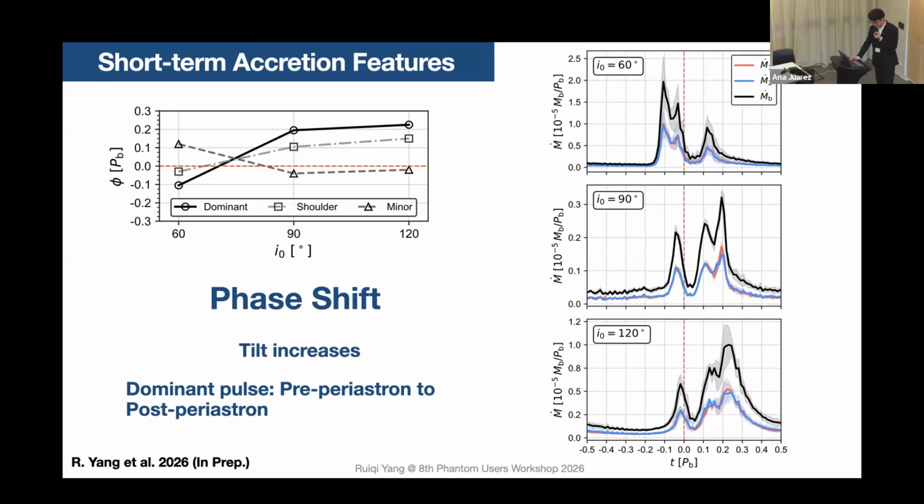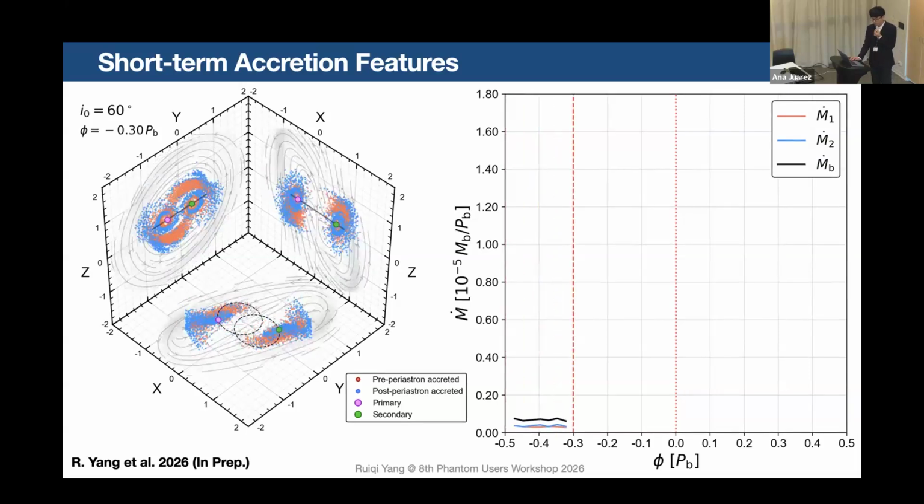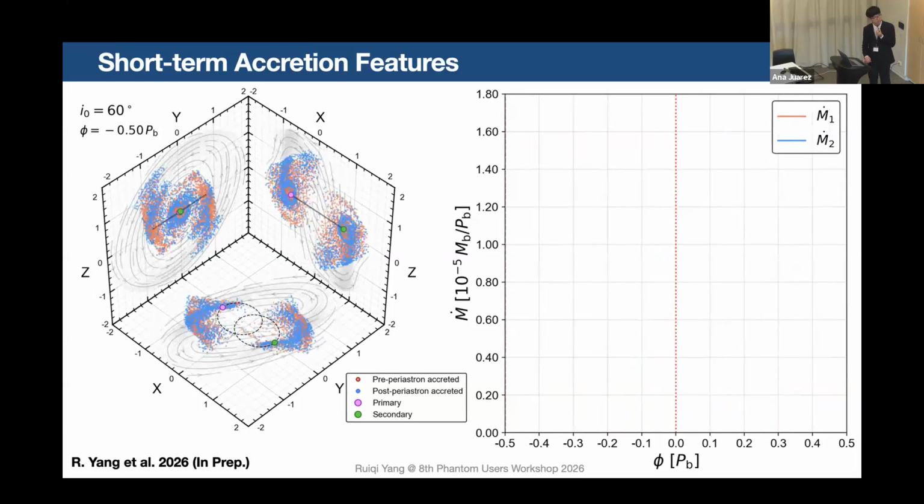To better understand the dynamical mechanism behind it, I also plot the movies. So the left figure is the 3D projected figure of the different systems, and the red and blue particles are representing the gas particles that are created before periastron and after periastron, respectively. And pink and green scatters are the binary stars, and the red figure is the accretion rate over the binary orbital plane. So let's see the 60 case.